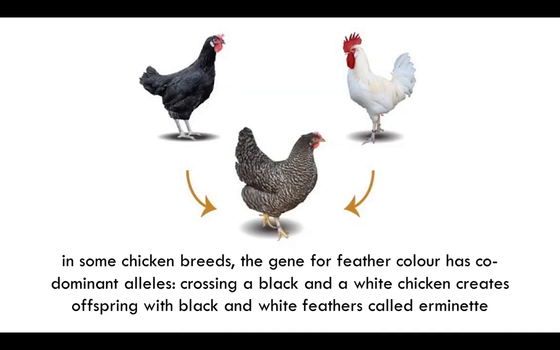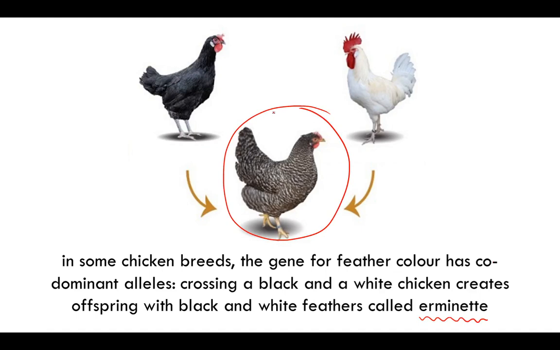A good example of this is feather color in some breeds of chicken, where you have a black allele and a white allele, and when you cross the two together, you don't get gray like you would if it were incomplete dominance. You get black and white feathers, and this is called erminette. All right, so here's an erminette chicken.